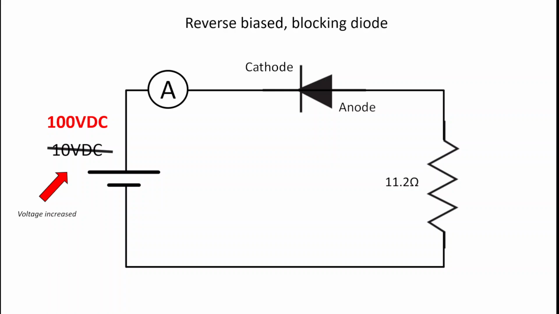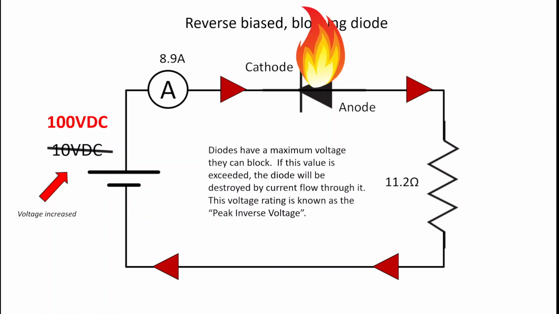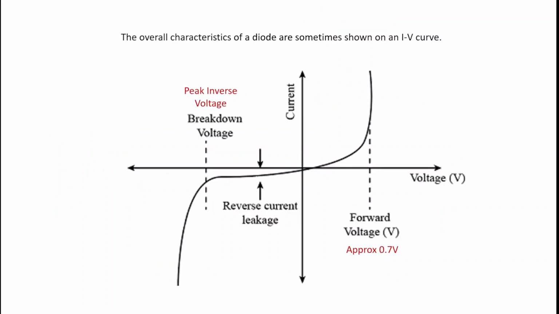If we were to increase the voltage while the diode is reverse biased, we will eventually reach a point of maximum blocking. If this value is exceeded, the diode will be destroyed by current flow through it. This voltage rating is known as the peak inverse voltage, and the diode will be damaged and destroyed from that current. The overall characteristics of a diode are sometimes shown on an IV curve. We can see here voltage and then here current.